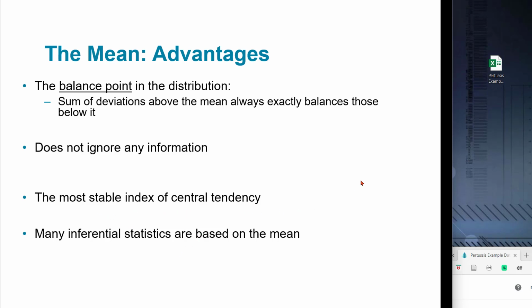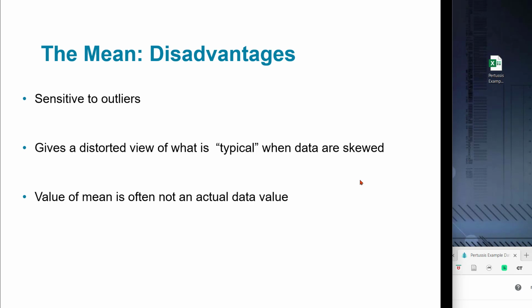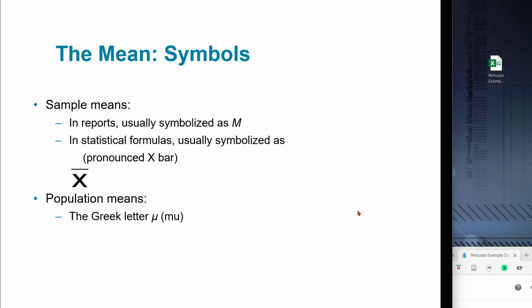The mean has disadvantages. If there are outliers in the data, it will pull the mean in their direction and can give a distortion of what a typical value is. The mean is a computation and is not an actual value. Statisticians have multiple names for the mean. It's listed as M in formulas, and it's also called an X with a bar over it, so we call it x bar. When we describe it as the population mean, we call it mu.